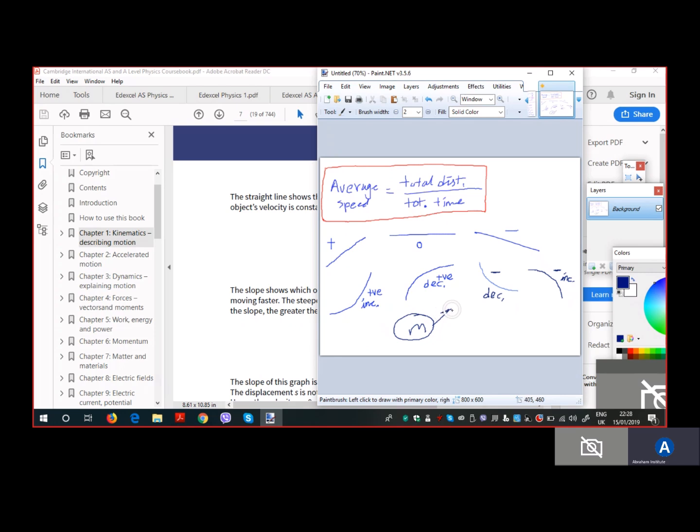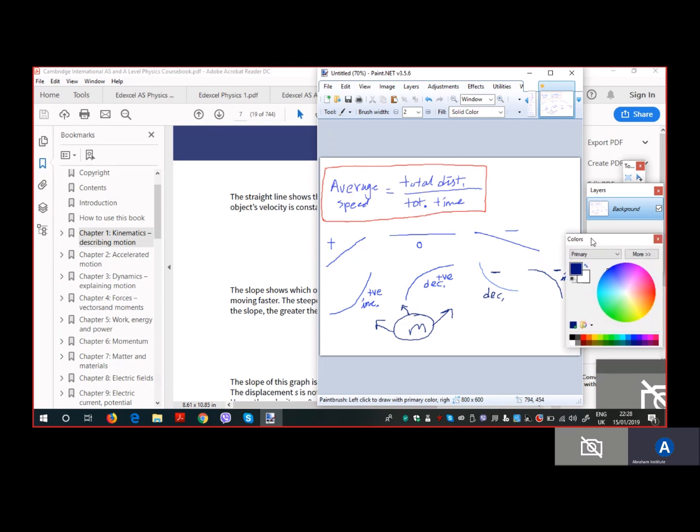We use the symbol M for gradient. The letter M for gradient. Is that clear? Yeah, sir. Okay, so these are the different curves. So if it's this way, it's positive. Now think of it like this. Now you have this, right?